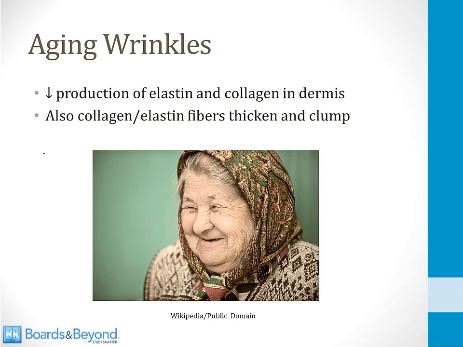So now let's talk about some of the clinical disorders that are related to problems with collagen. First of all, the wrinkles that we develop as we age are related to decreased production of collagen and also elastin, which we'll talk about later, in the dermis layer of the skin. In addition, collagen and elastin fibers tend to thicken and clump as we age, and that's what gives the wrinkling of the skin.